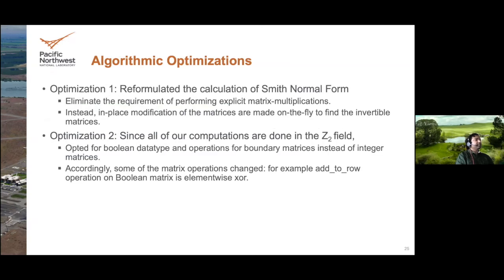The second optimization we did is that since our matrices only contain 0 and 1, there is no point in maintaining integer operations. So we converted them to Booleans. And if we do that, some of the matrix operations obviously change. For example, add to row on a Boolean matrix is basically an element-wise XOR. So that set of changes has also been made in the code.